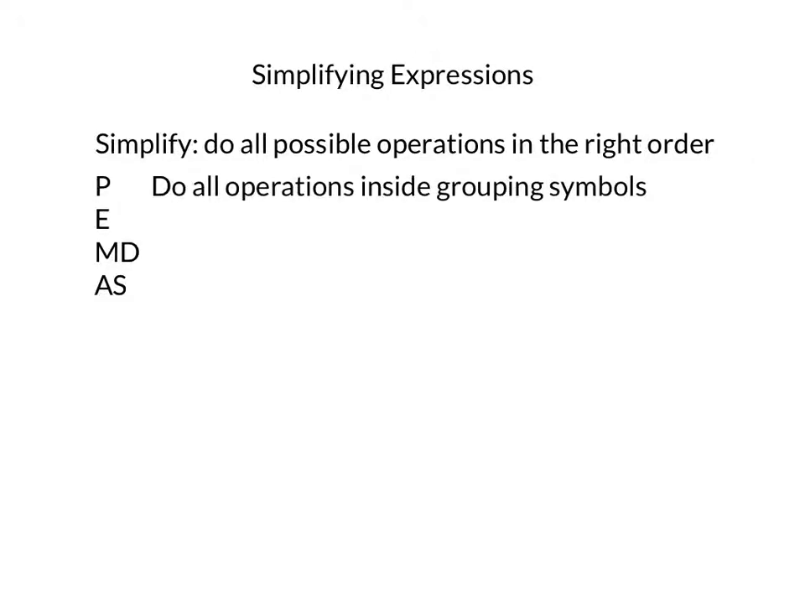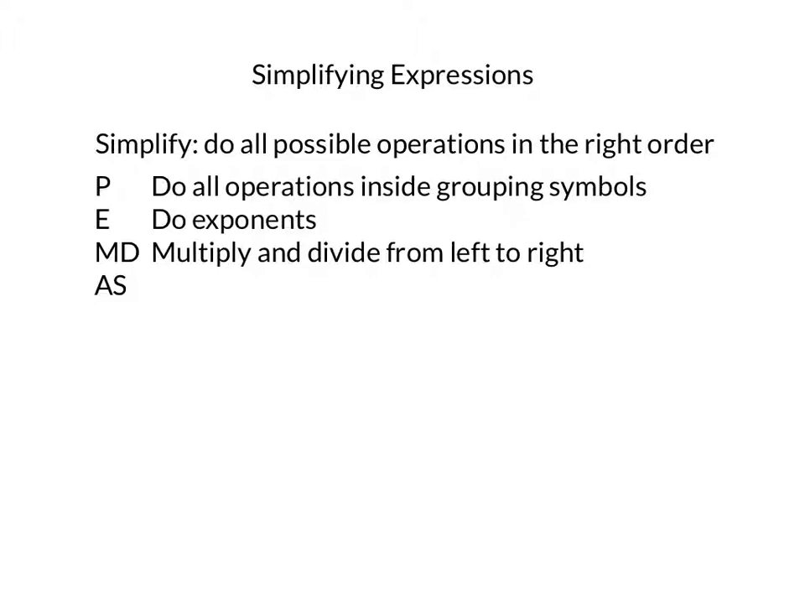E stands for exponents, so any numbers with exponents on them. And that includes if there are any square roots, because those do count as exponents. Well, the MD stands for multiply and divide. Sometimes people think that means multiply first then divide, but it actually means do multiplication and division from left to right, whichever one comes first. And of course the A and the S stand for add and subtract. Again, not add and then subtract, but add and subtract whichever one comes first from left to right.